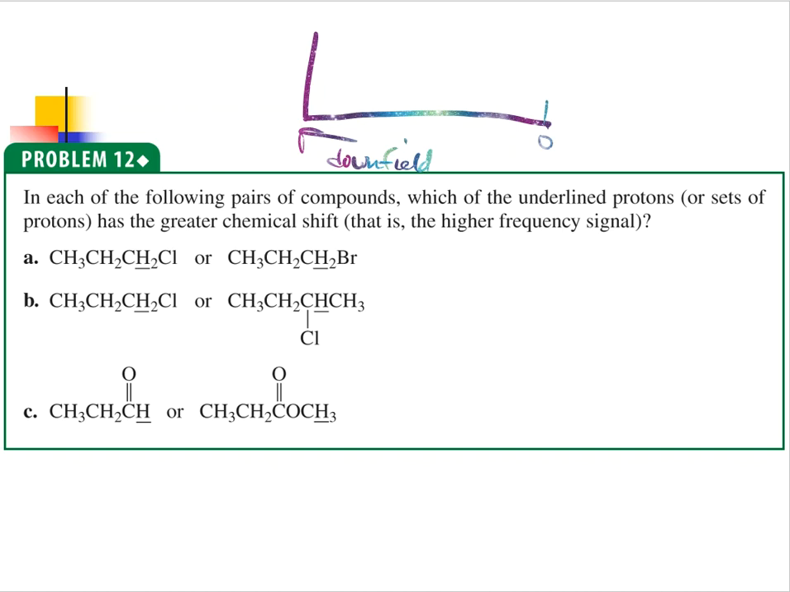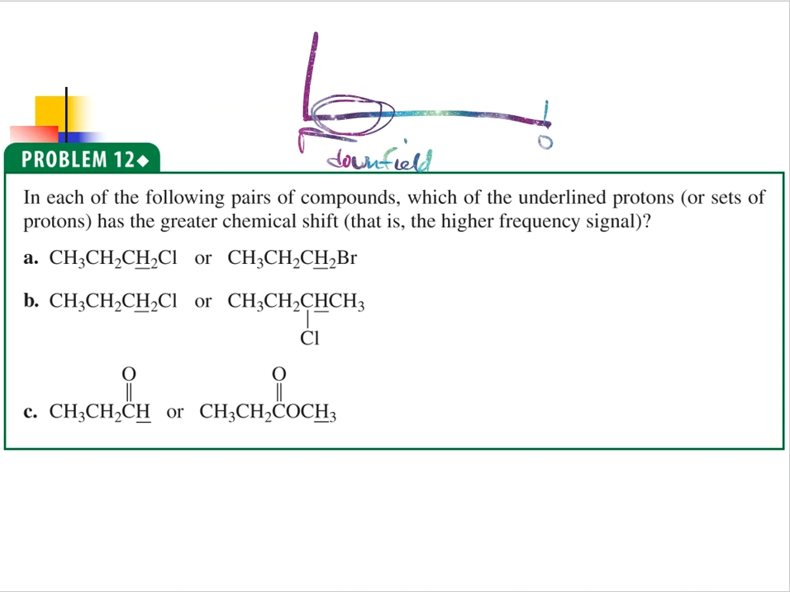So the greatest chemical shift is the higher frequency signal. We're looking at things that are way over here to the left in the downfield area, which means it's going to take more energy to get these things to flip. And that also means it's probably going to take more energy because of the charges that these atoms bring to the table.